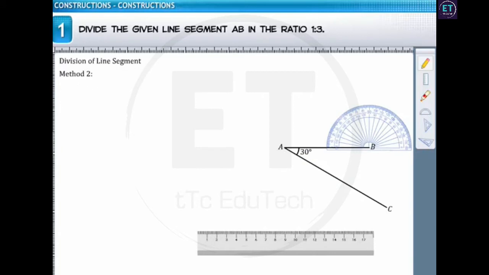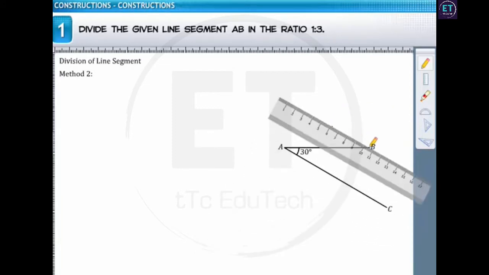Now we have to draw a segment BD of any convenient length, making the same angle with AB as AC. Let us again make a mark at the 30-degree point. Now, draw the segment BD as shown.